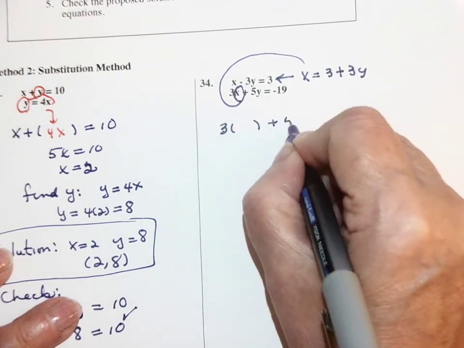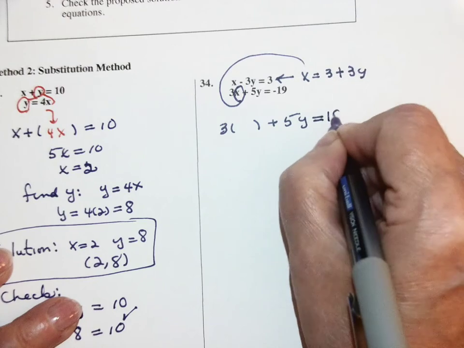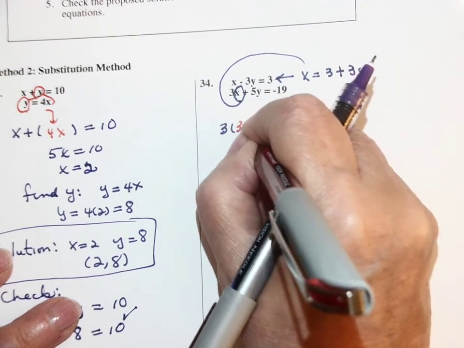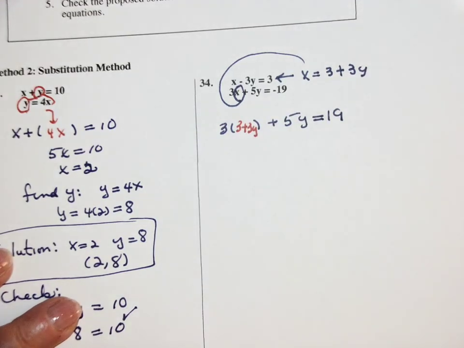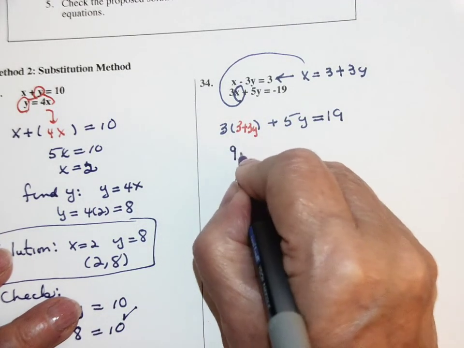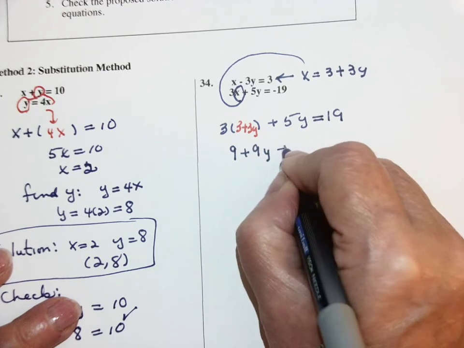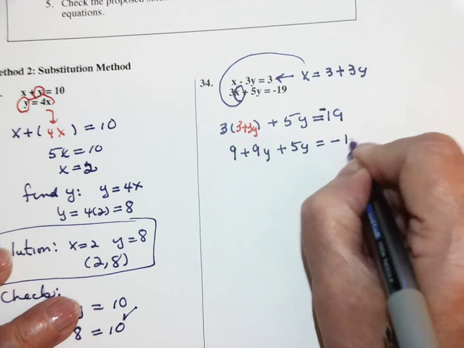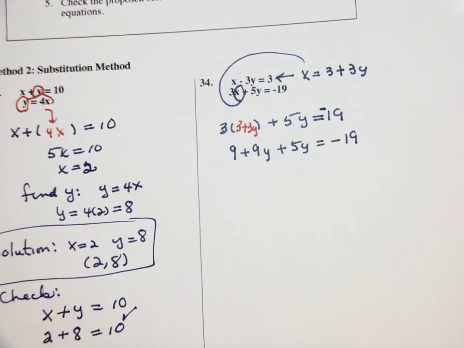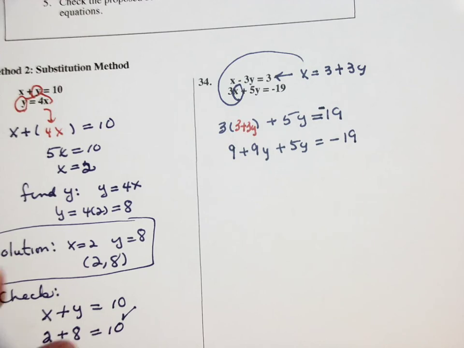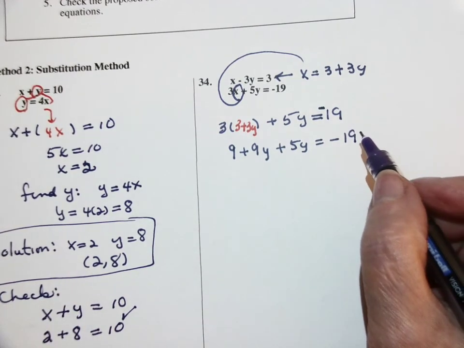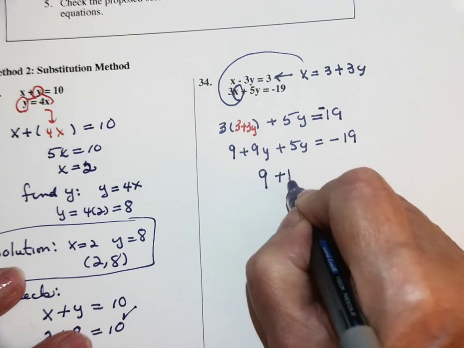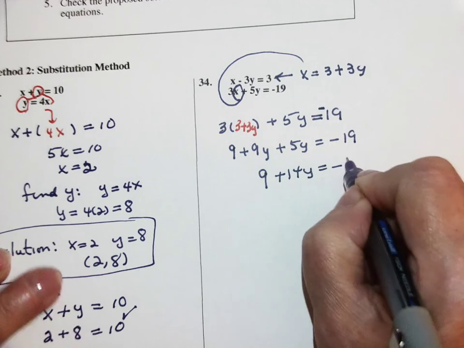3x plus 5y equals negative 19. X, we said, was 3 plus 3y. So that's 9 plus 9y plus 5y, equals negative 19. That's the thing you have to be careful of, copying the problem correctly. You'll get an answer to a problem, but it won't be the problem that you were asked to work. 9 plus 14y equals negative 19.